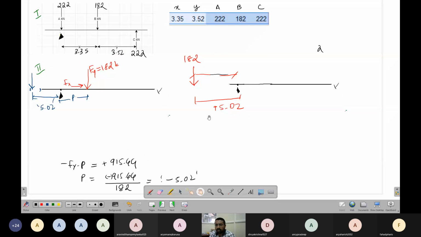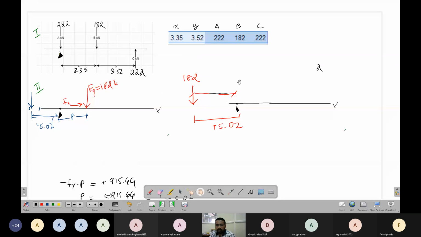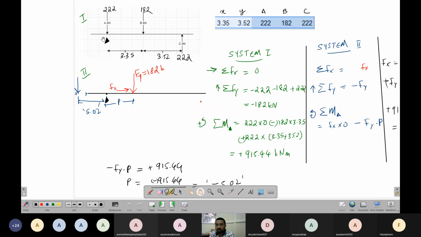So here it is rotating in clockwise direction. Okay, it's rotating in clockwise direction. What is the sense here? So what is the movement here? We know the movement here. What is the moment taken about this point? The moment taken is -182 kilonewton. Not 182 kilonewton, +915.44 kilonewton. It is rotating in anti-clockwise direction.